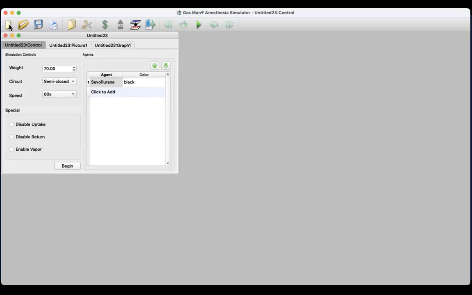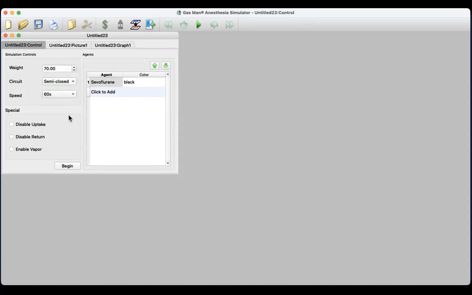Let's see how to use Gas Man. I'm going to move to the Gas Man model itself. I'm going to run Gas Man. I will start a new simulation, and we see we have 3 panels: the control panel, the picture panel, and the graph panel. In this control panel, the weight of 70 kilograms has been chosen, and it could be anywhere from 0.05 kilograms to 500 kilograms, thereby being useful for animals as well as humans. The circuit is semi-closed, closed, or ideal.